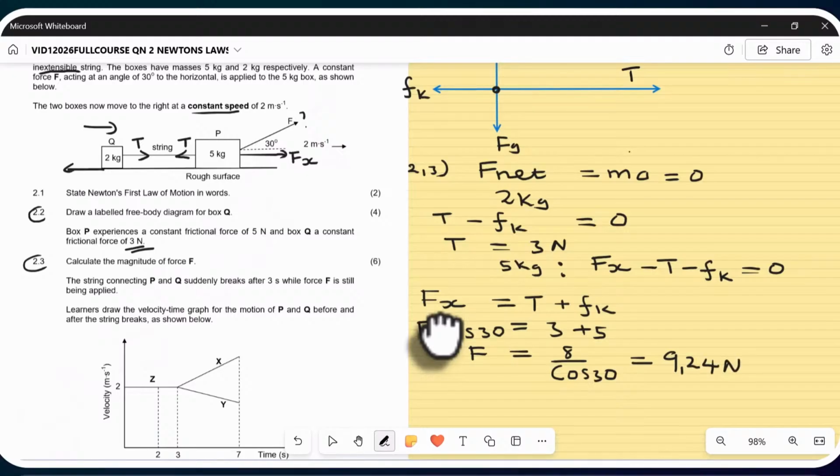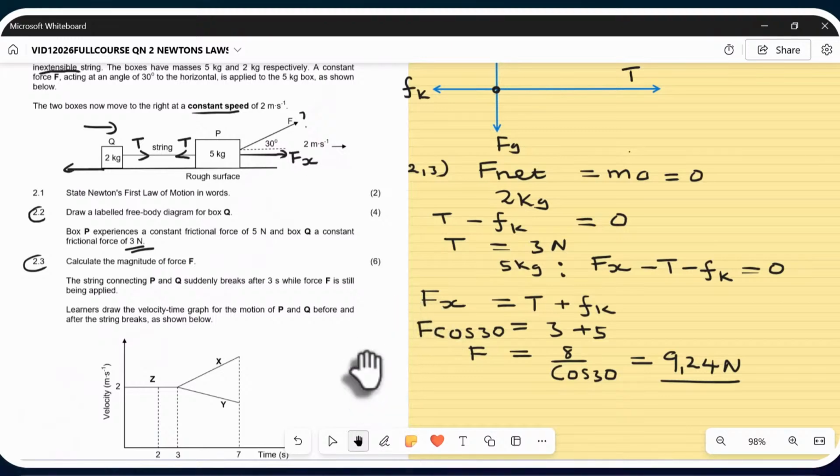Then they say which portion x, y, or z of the graph represents the motion of box Q after the string breaks. Use the information in the graph to fully support your answer. Okay, don't forget that we're talking about Q, box Q. Now the box Q is at the back here.